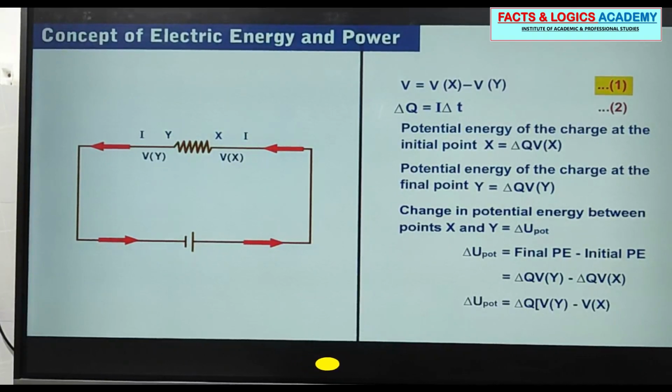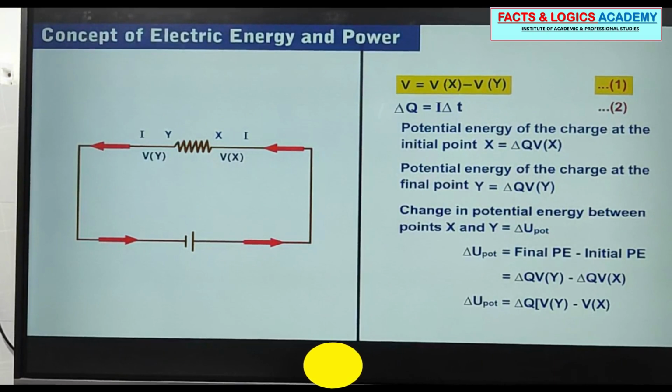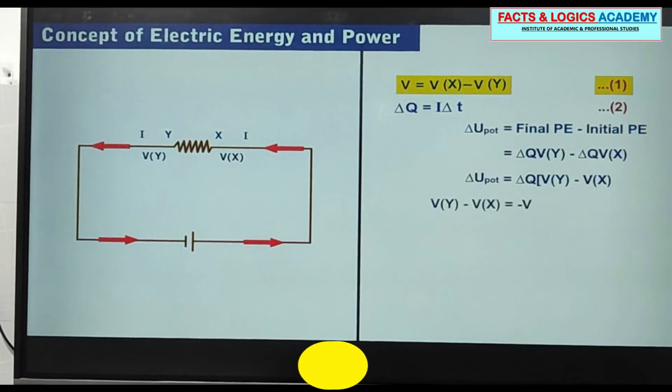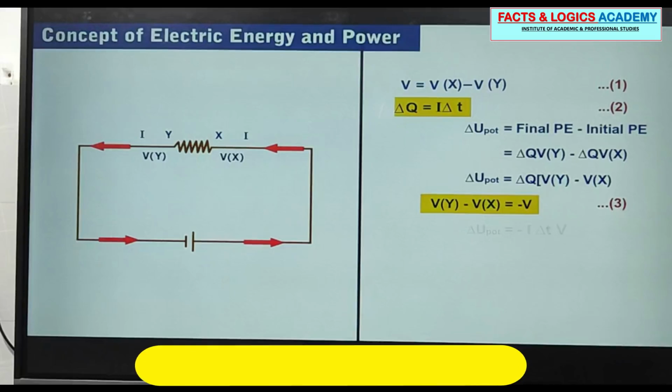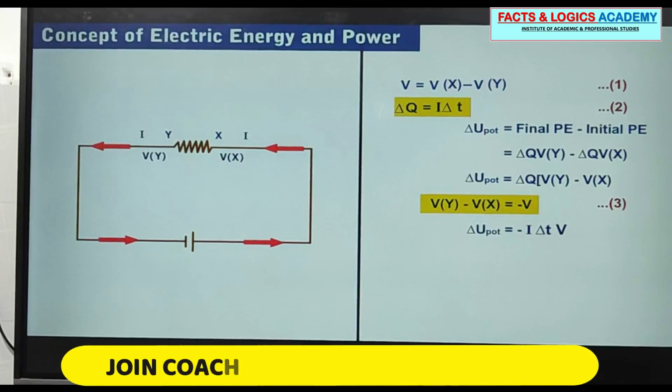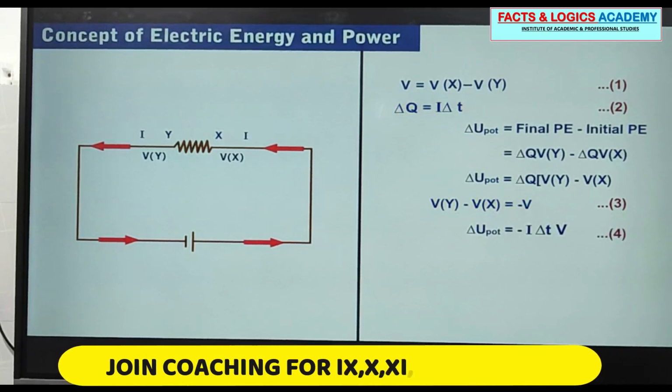From equation 1, we know that V is equal to Vx minus Vy. Therefore, Vy minus Vx is equal to minus V. Let us label this as equation 3. From equations 2 and 3, delta U potential is equal to minus I delta t V. Let us label this as equation 4. Since the value of delta U potential is negative, it is less than 0.